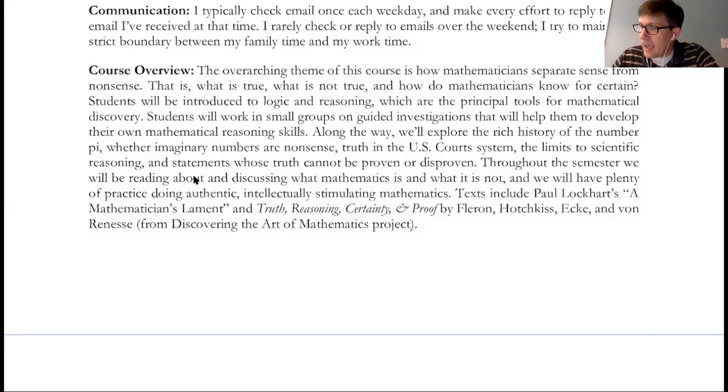We'll be looking at a couple of texts. So we'll be looking at a mathematician's lament. We'll be looking at truth, reasoning, certainty, and proof. And the good news is both of these are freely available, so you don't have to pay for any of that. And I'll distribute those in class when we get to them.